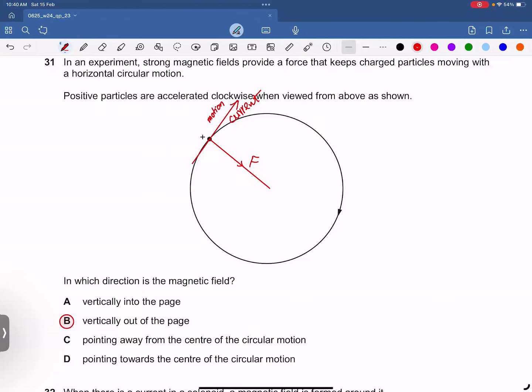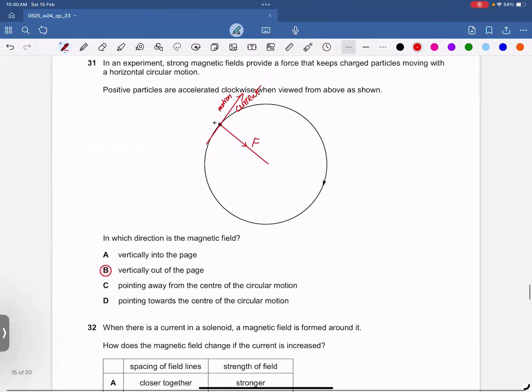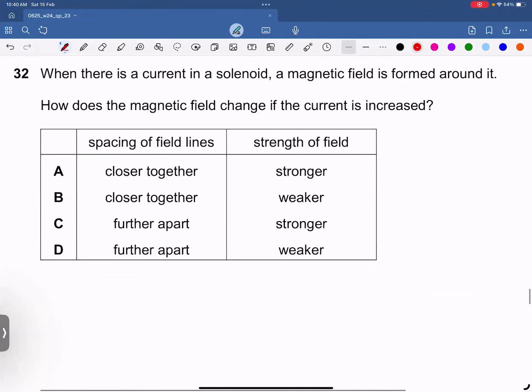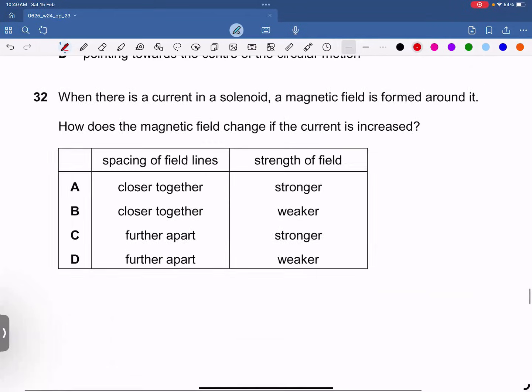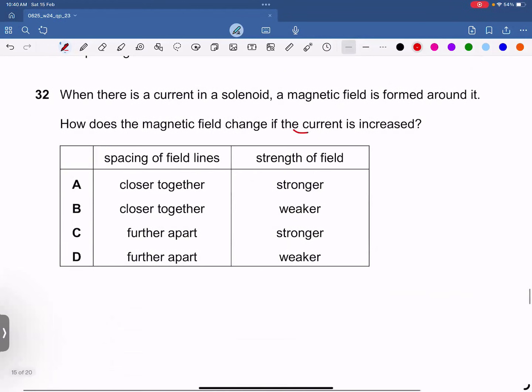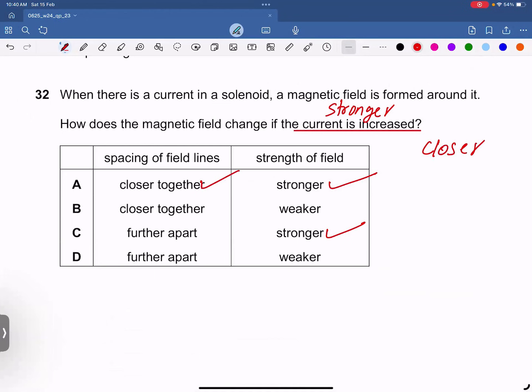We proceed to question number 32. When there is a current in a solenoid, a magnetic field is formed. How does the magnetic field change if current is increased? More current, stronger magnetic field. Stronger magnetic field means the lines will get closer. So option is A, very easy question. We proceed to question number 33.